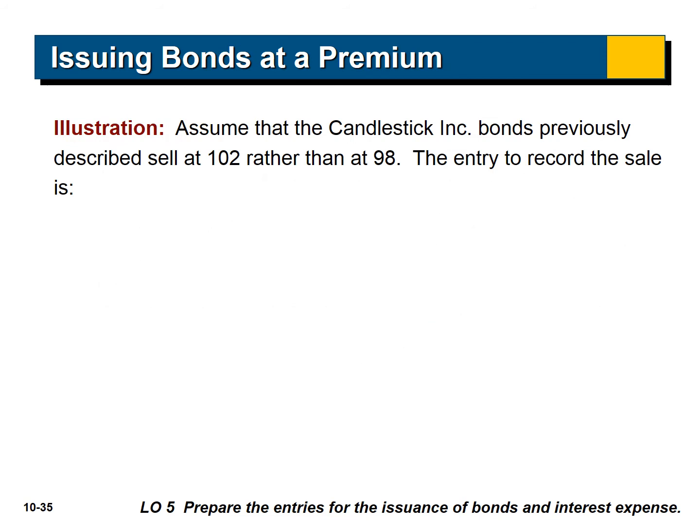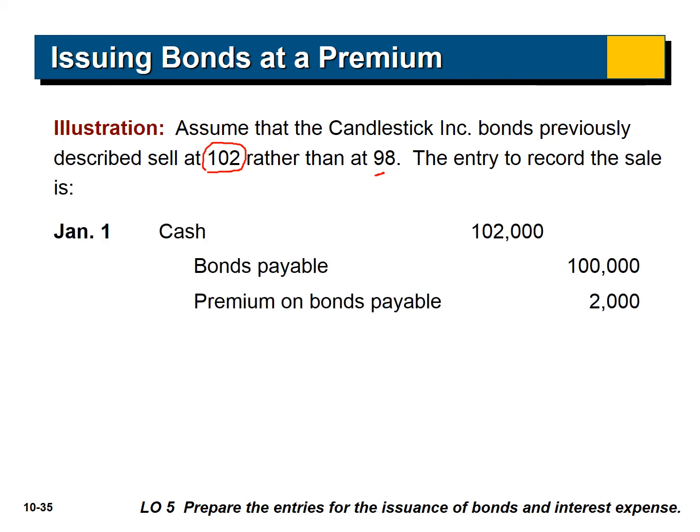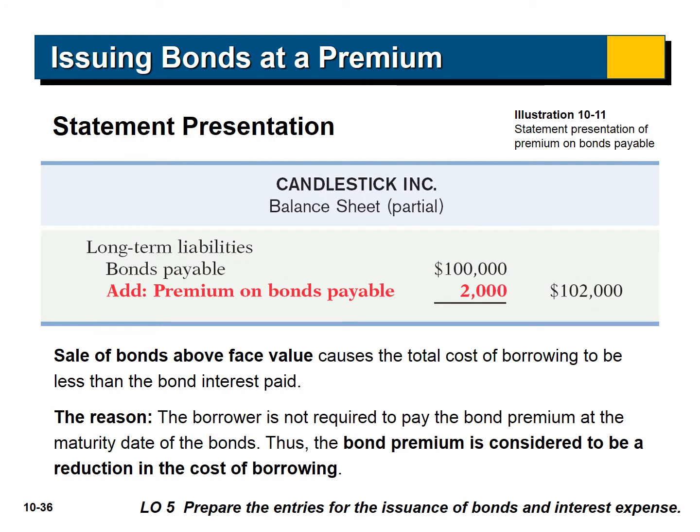Assume that Candlestick's previous bonds sell at 102 rather than 98. Remember, that means 102%, or 1.02 times 100,000. Well, now it's going to sell at a premium. So we actually sold the bonds above the face value, so they're sold at a premium. And the premium is actually added to the bonds.